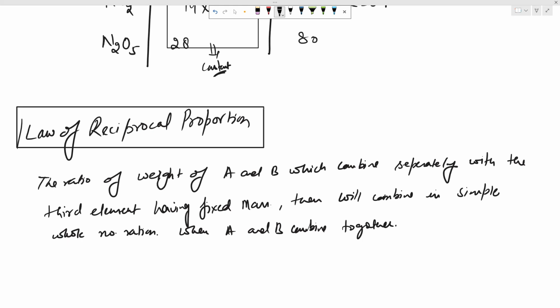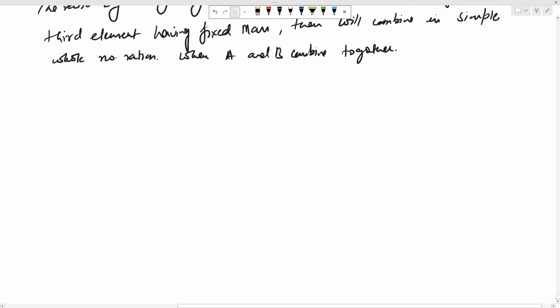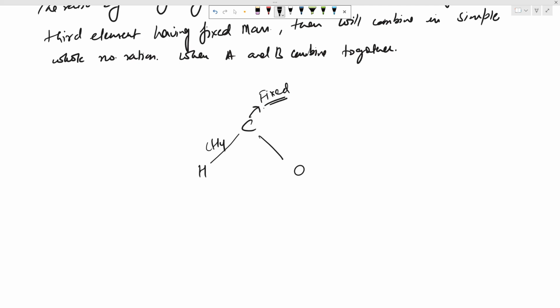Noted. For example, here I have carbon, and carbon also reacts with hydrogen, and carbon also reacts with oxygen. The simplest combining ratio of carbon and hydrogen is CH4, and I'm just making carbon the fixed element. If carbon combines with oxygen, what will they form? They will form CO2.